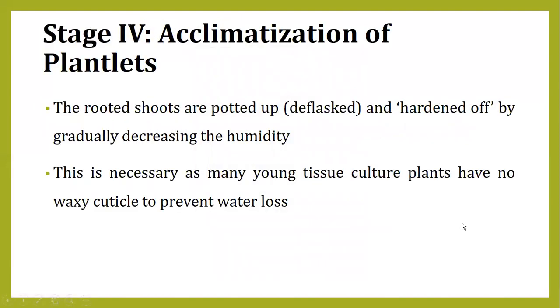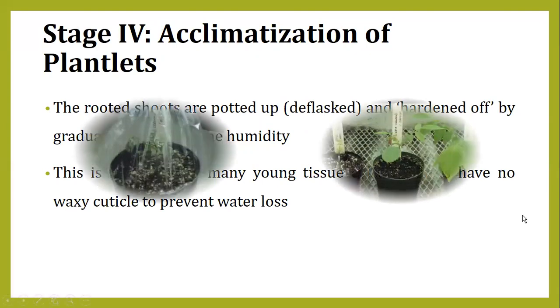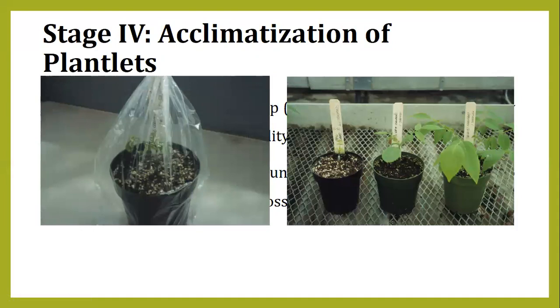And the last stage is acclimatization. That is, now you have to introduce your plantlet to the environmental condition such that it starts adapting to the environment, and then you place it into the ground or soil wherever you want. So here, as you can see in this picture, the plant is formed, and this plant is of great importance because it has no disease and is free from contamination, and this plant is produced under aseptic condition.